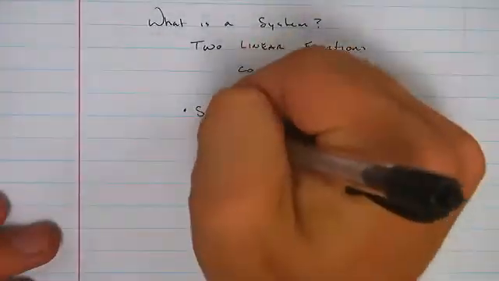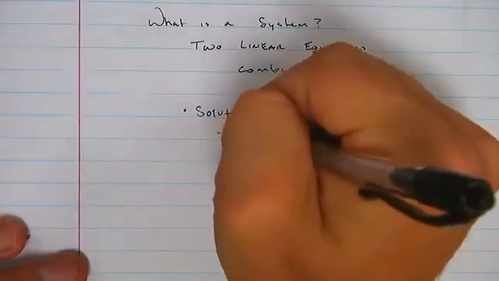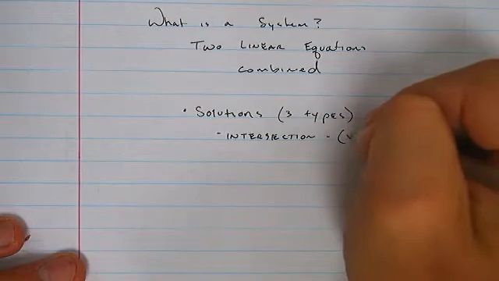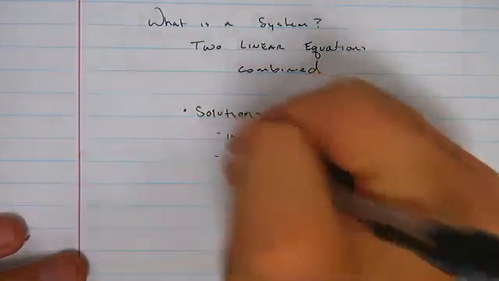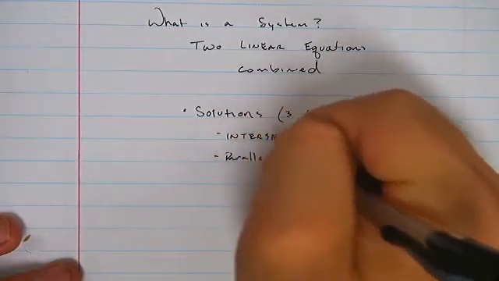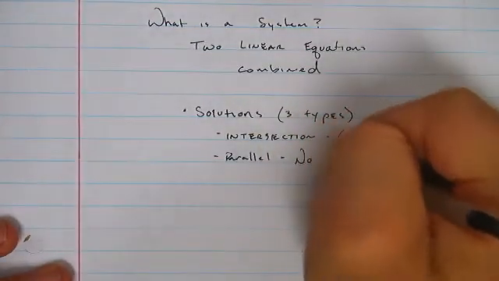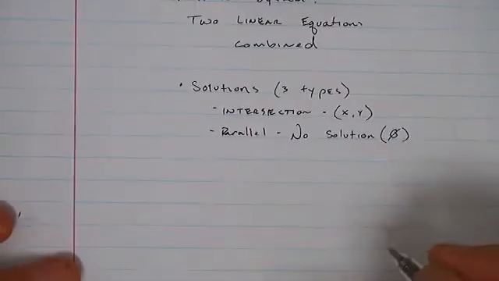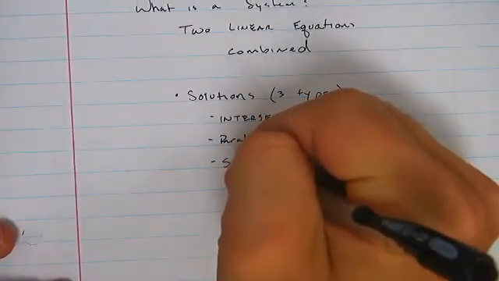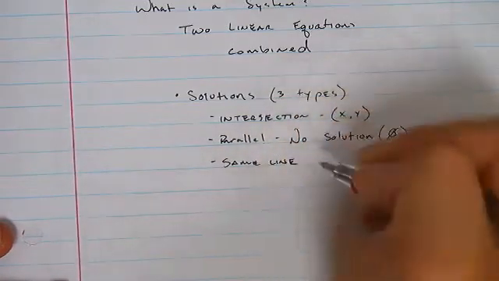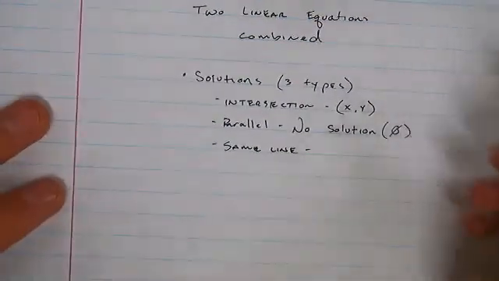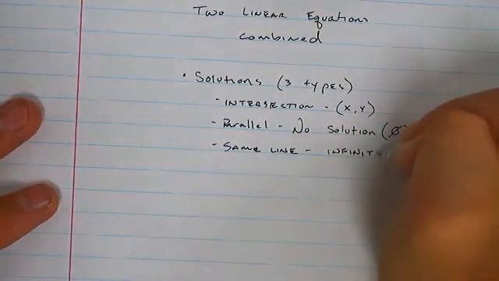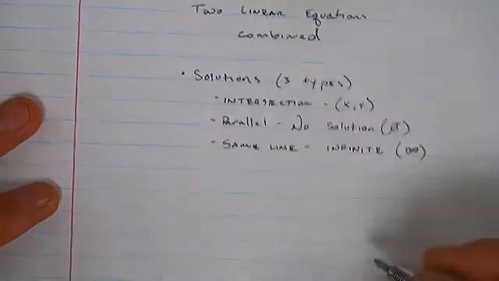The most common, the most sought after, is an intersection, and that's just going to be an ordered pair, x, y. The next type would be a parallel, and that is going to be no solution. And then lastly, you would have the same line situation, where the equations would simplify or graph on top of each other. And same line is our infinite solutions. Nice little infinity symbol right there.